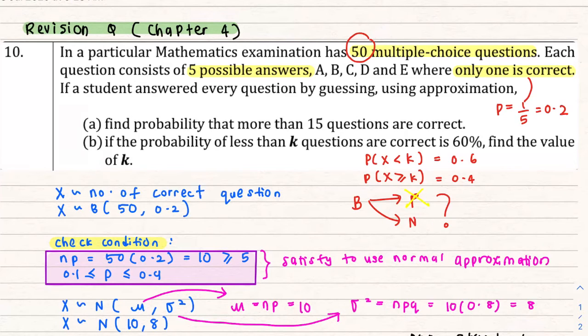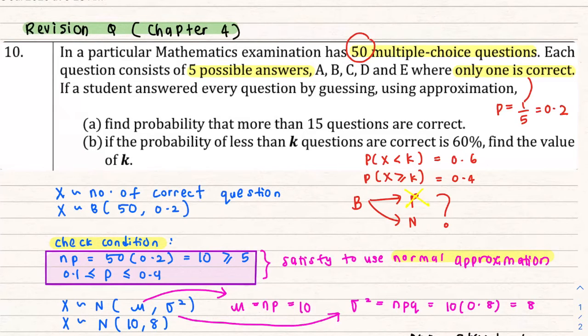Okay, and then to use normal, what is the condition? Check for np. Okay, this is the checking method. np is 10, so it satisfies the first condition, which is np more than or equal to 5, and your p must be in between 0.1 and 0.9. So check your p value, which is 0.2, so it also satisfies the second condition. Therefore, you have to use the normal approximation method.